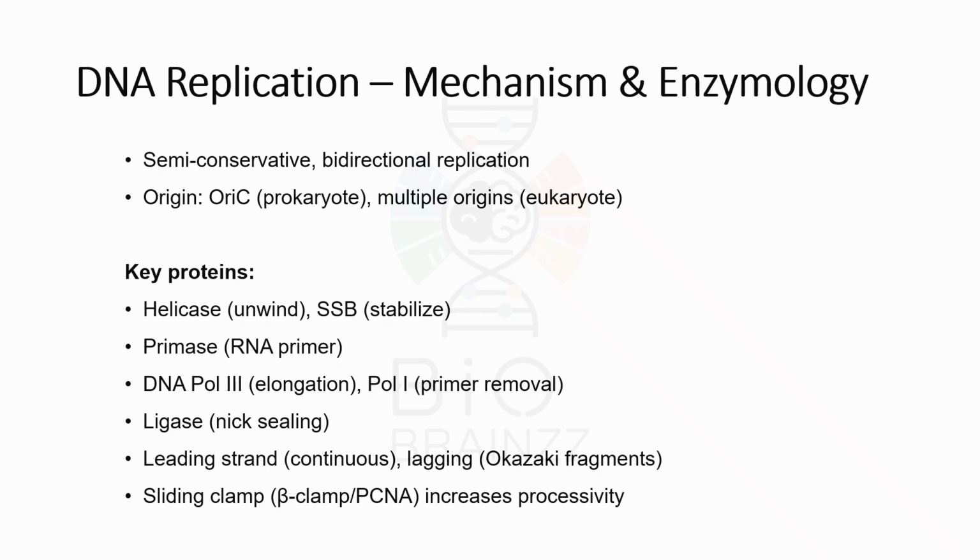DNA replication is semi-conservative and bidirectional. It starts at origin of replication (ORI) in prokaryotes and multiple origins in eukaryotes. Several enzymes are involved, each with specific functions. Helicase unwinds DNA. SSB proteins stabilize single strands.